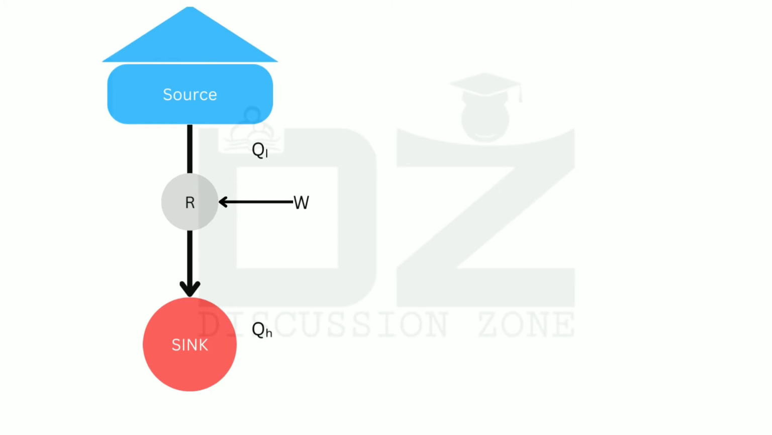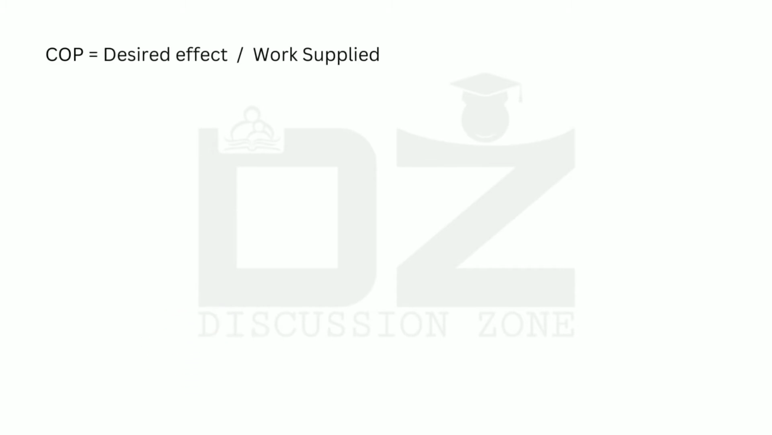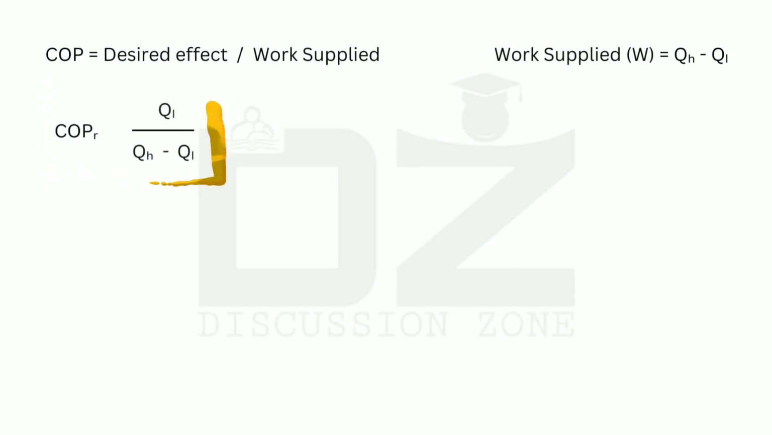The formula for coefficient of performance is equal to the desired effect divided by the work supply. The desired effect is nothing but the condition you want to maintain in the system, and we need to determine the difference between the high thermal reservoir and the low thermal reservoir in order to obtain the work supply. Finally, it can be written as COP of a refrigerator is equal to the low thermal reservoir, our desired effect, divided by the work supply, the high thermal reservoir minus the low thermal reservoir.